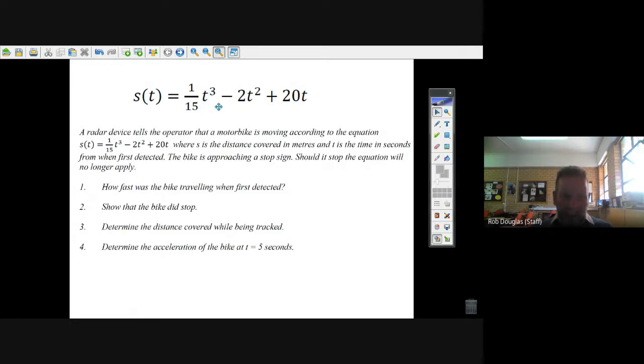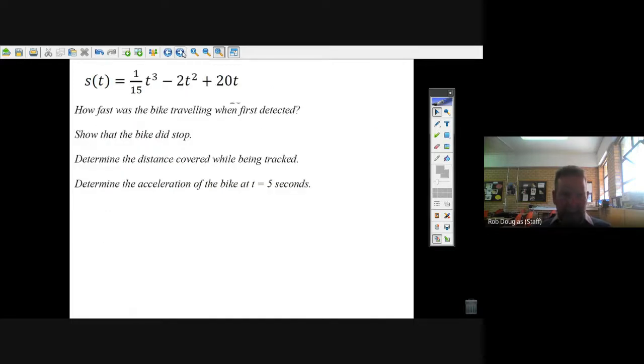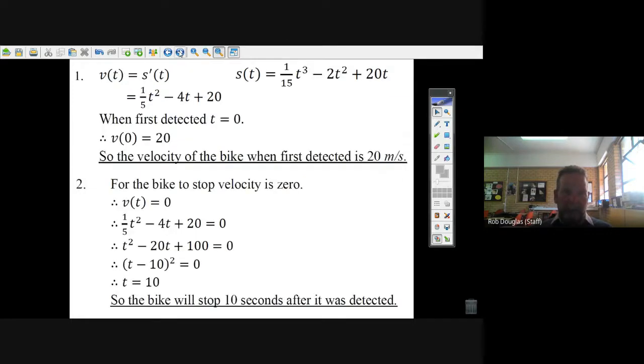We know that if we take the derivative of this equation of distance, we get speed. And if we take the derivative again, we get acceleration. So let's just try it. How fast is the bike traveling when first detected? Well, how fast is it when it's first detected? That means we've got to take the derivative of the distance formula to get the velocity.